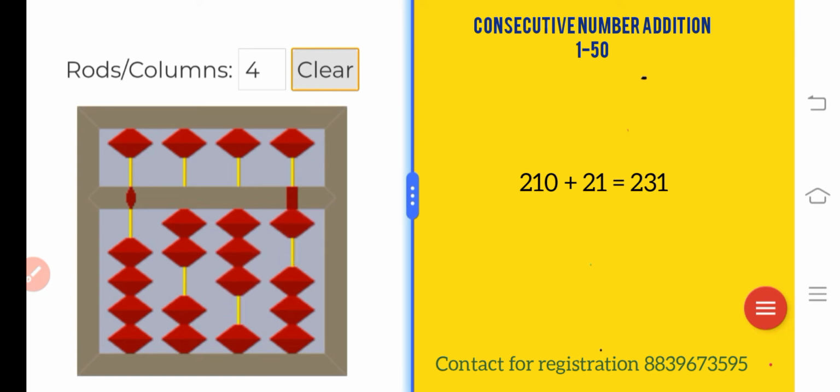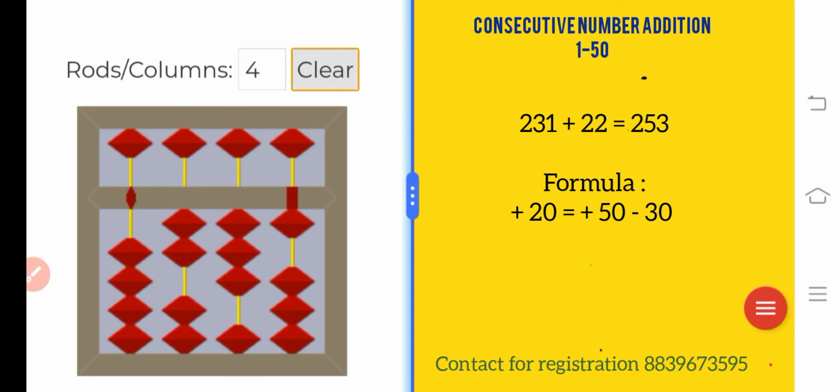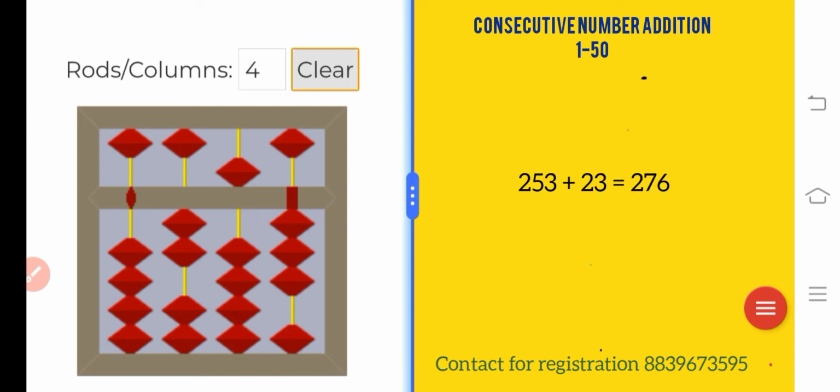Now 21. It's very simple. We can add 21 directly. Then 22. First we have to add 20, that is plus 50 minus 30, and then we will add 2. So we get the answer 253. Now we will add 23. So we will add 20 in the tens place, and for 3 plus 5 minus 2. We get the answer 276.